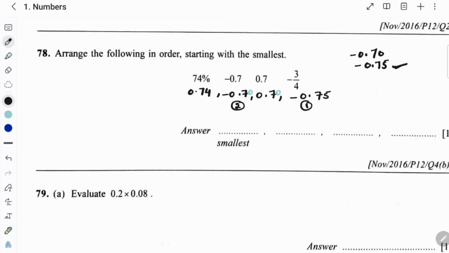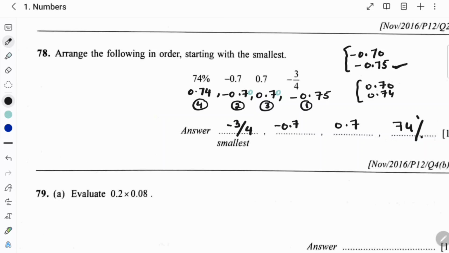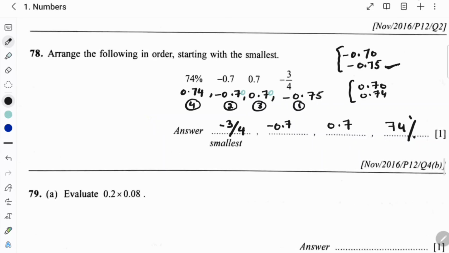Now go to the positive ones: 0.70 and 0.74. So 0.70 is smaller. These are negative and these are positive. For positive numbers, the bigger the digit, the bigger the value. So 0.70 is smaller, so you take it as the third one, and 0.74 is the fourth one. That's why minus 3 upon 4 is the smallest one, then minus 0.7, 0.7 and 74%. Write down the same numbers given in the question.